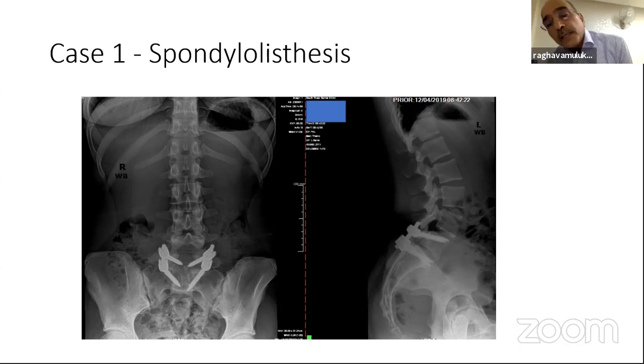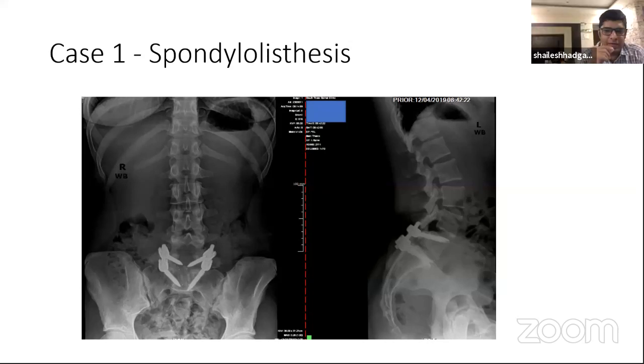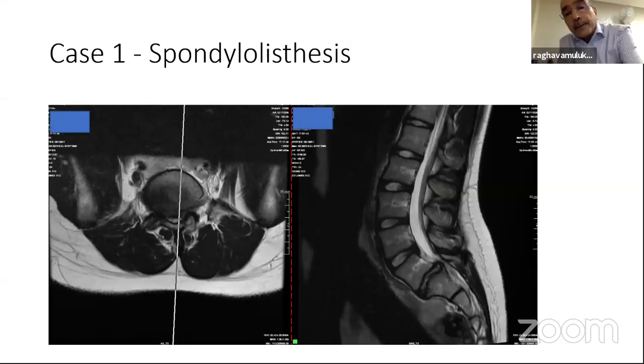Yeah, because I could see that there is a small slippage forwards of 4/5. Yeah, very subtle, very subtle. Exactly. You can see. Yeah, I also think so. And in the MRI, there was a small disc at 4/5 as well. Right. Certainly. No, absolutely.